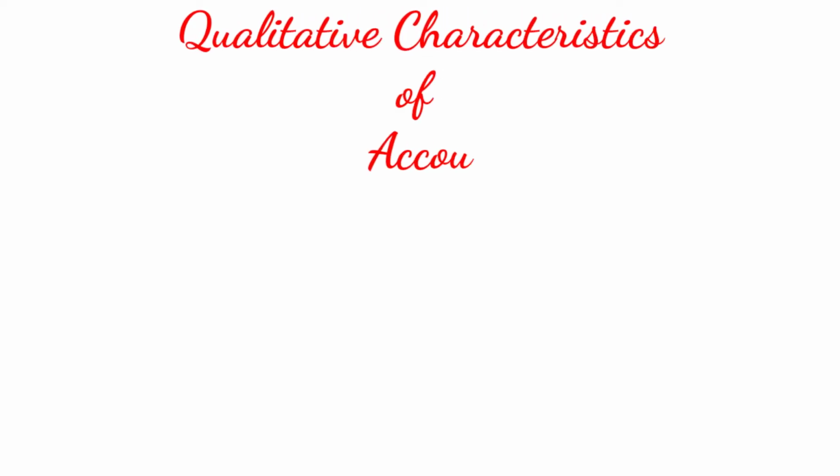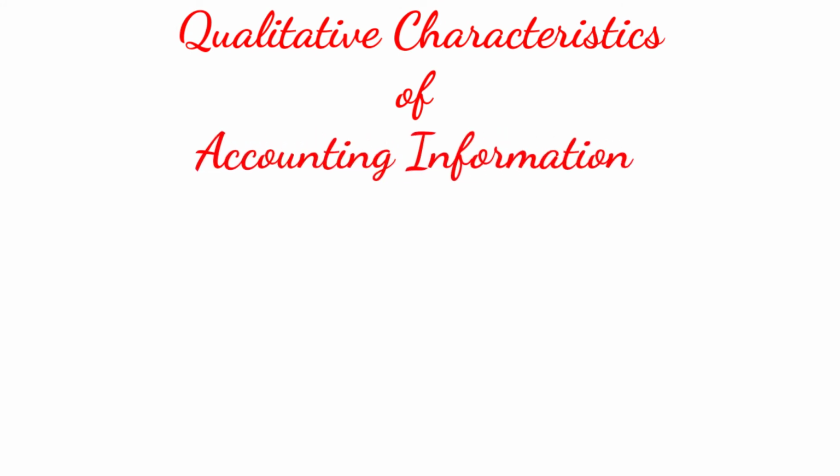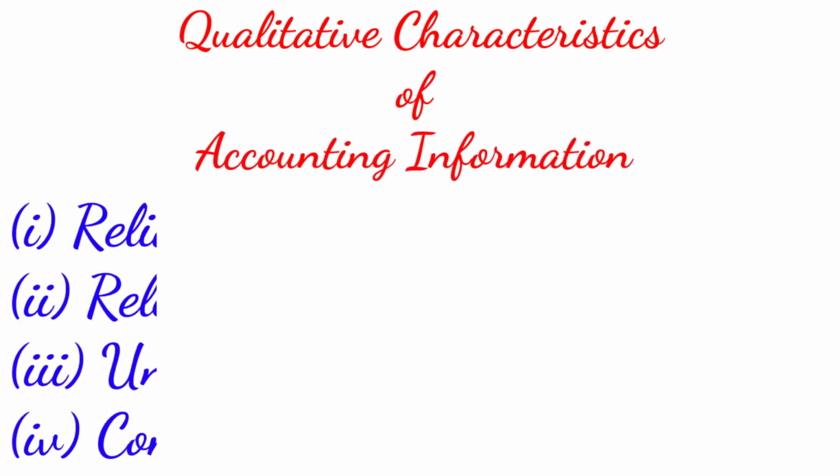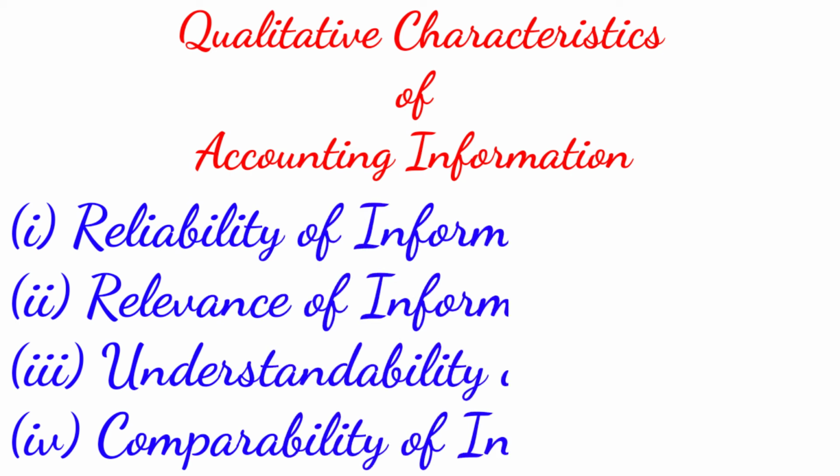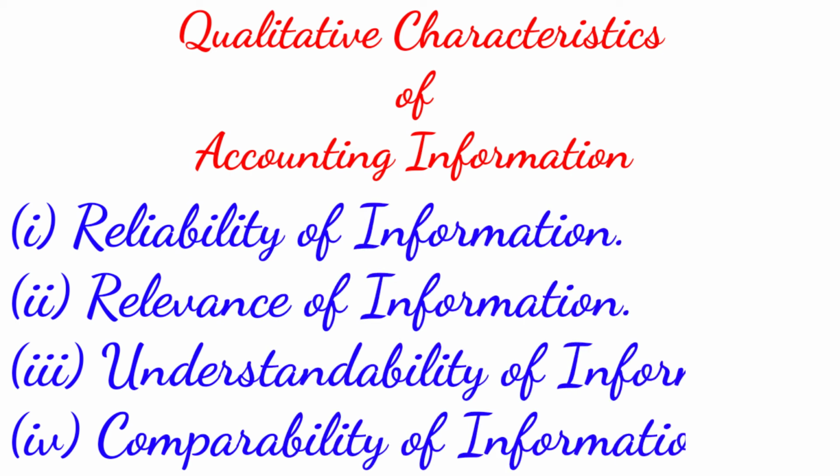Next, we will learn about the qualitative characteristics of accounting information. Number 1, reliability of information. The most important characteristic of accounting information is its reliability. It means that each and every transaction recorded in the books of accounts should be supported by adequate and sufficient documentary support, to ensure that any user can verify the genuineness of the transactions recorded.